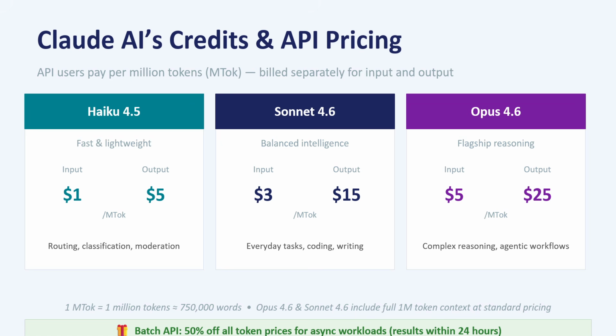Just to understand what a million tokens is in words, 1 million tokens would be probably considered as 750,000 words. So this is all about the costing model.